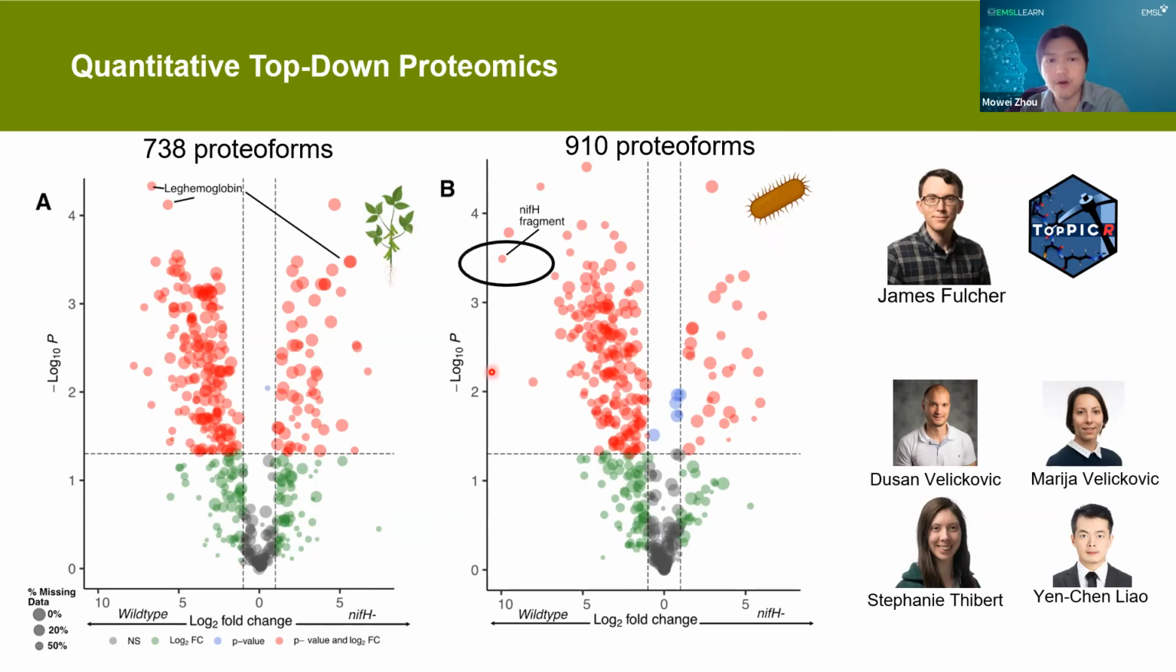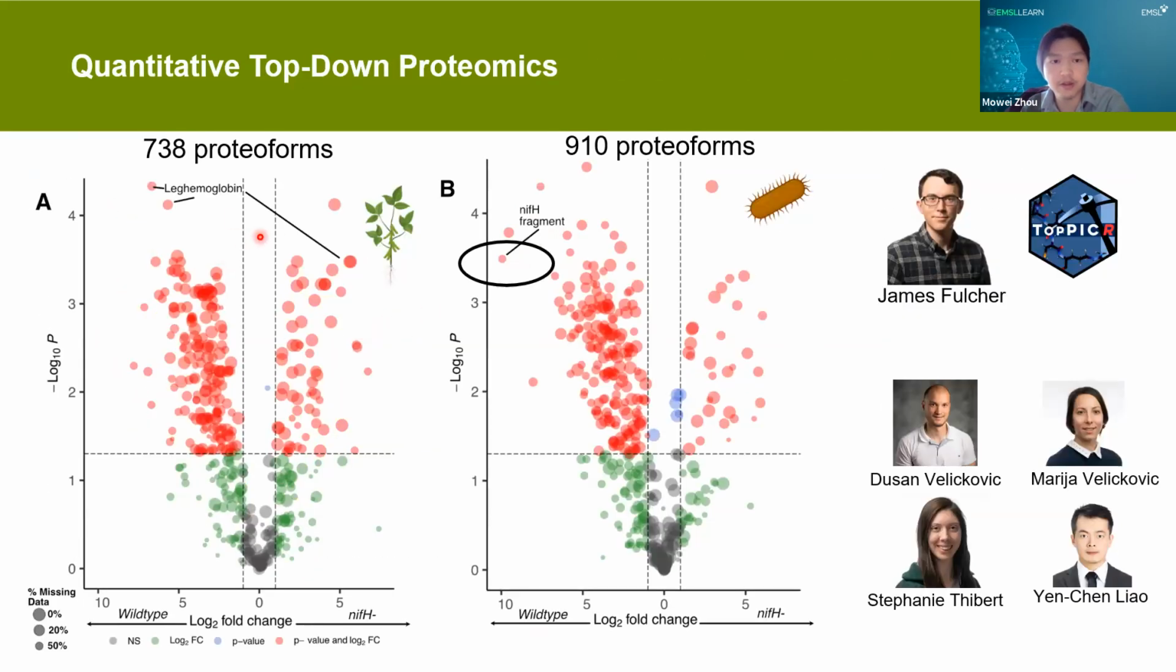We were pretty happy to see some expected changes. For example, this NifH fragment. This protein is quite big, but we were able to detect a small fragment from this protein as one of the proteoforms, mostly in the wild type sample, because this gene was knocked out. So we hardly detected anything in the mutant. This means that we're performing this quantitative top-down proteomics correctly.